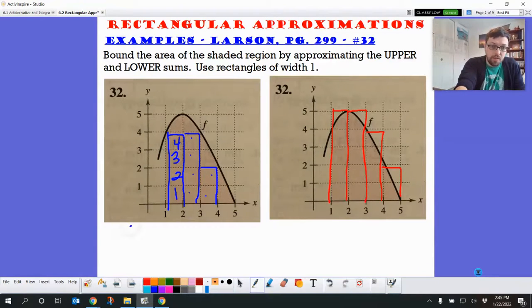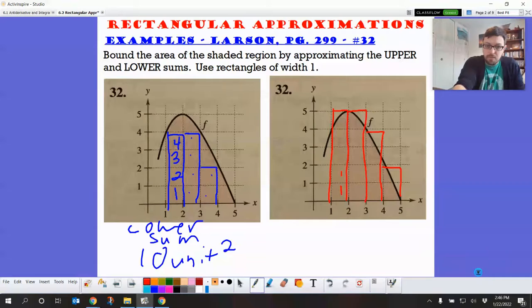So the lower sum is about 10 units squared. Okay. The bigger sum is we got 1, 2, 3, 4, 5, 6, 7, 8, 9, 10, 11, 12, 13, 14, 15, 16. So that would be 16. So this would be an upper sum.